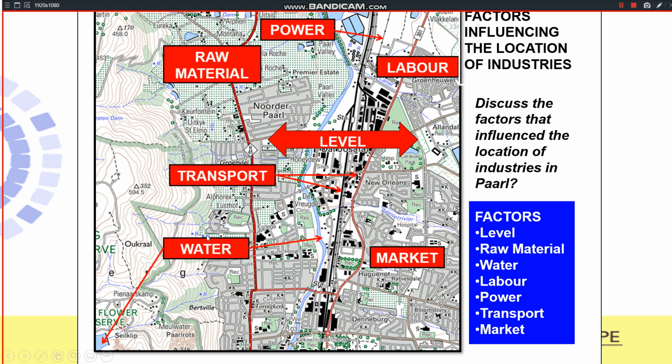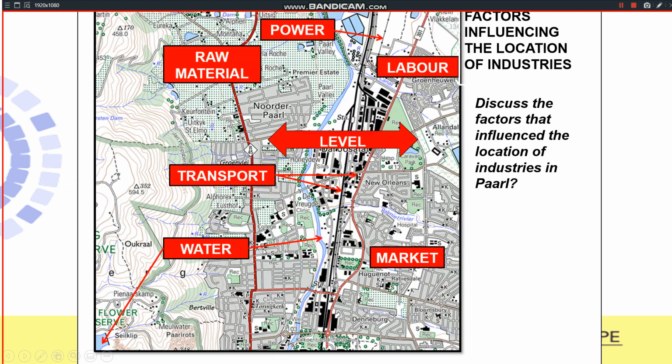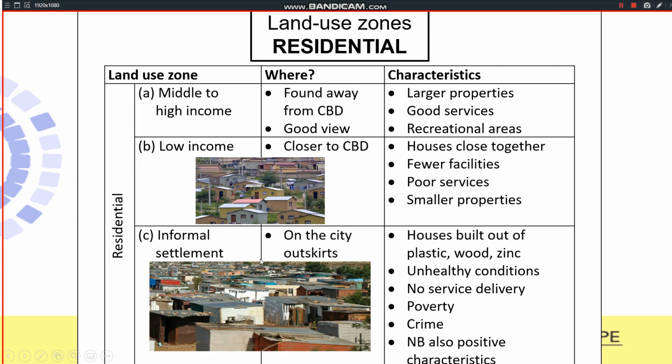Then we've got a new sector here. It's called the informal settlements. They are usually on the outskirts of the city. Remember, most people in informal settlements usually come to the city for jobs, and therefore they build their houses out of plastic, zinc, wood. This is the typical characteristic of informal settlements. And remember, learners, you find them on the immediate outskirts of the city.